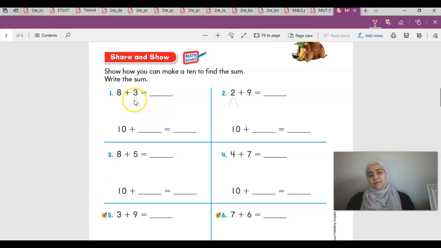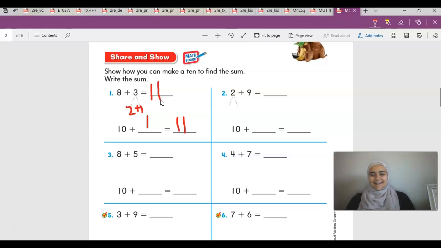So here it says we can break apart the 3. Well, 8 plus what makes 10? 8 plus 2. Very good. 8 plus 2. So this can be a 2. And 2 plus what is 3? 2 plus 1 is 3. So if 8 plus 2 makes 10, then 10 plus 1 makes what? 11. 8 plus 3 is 11. You get that? Ooh, man, that was kind of confusing.